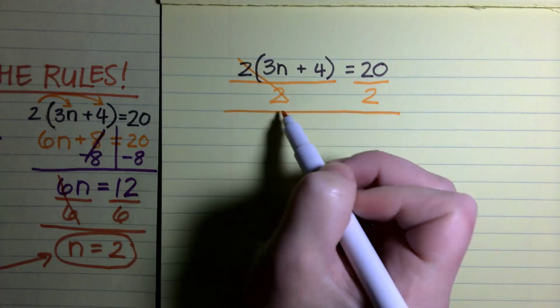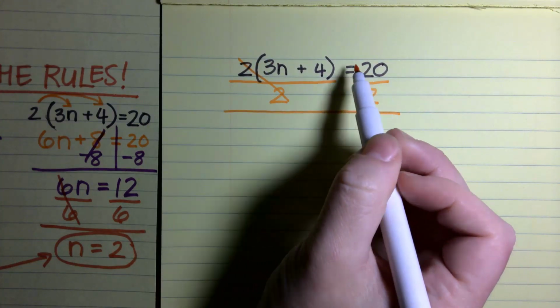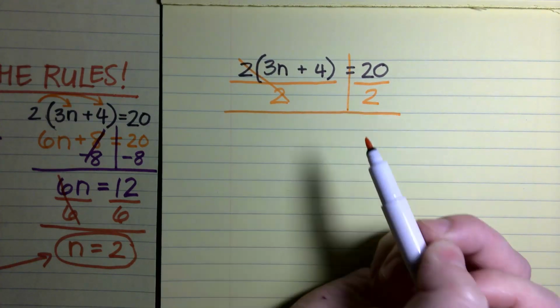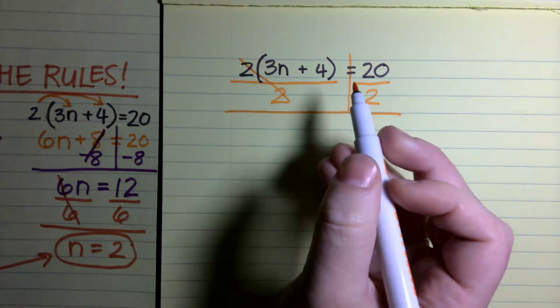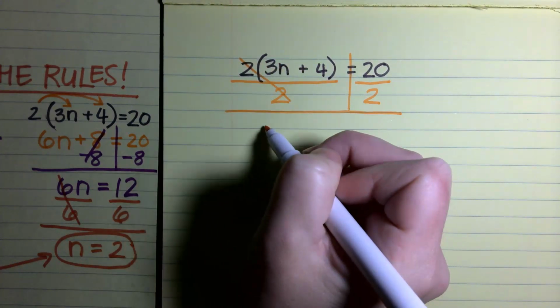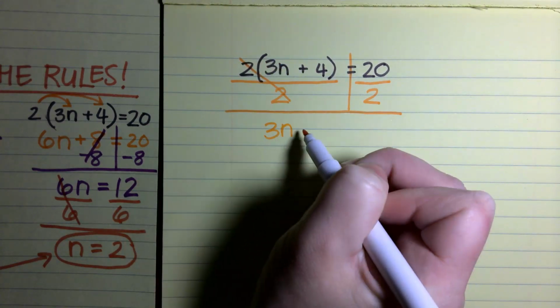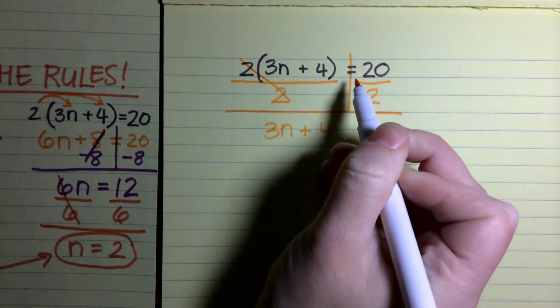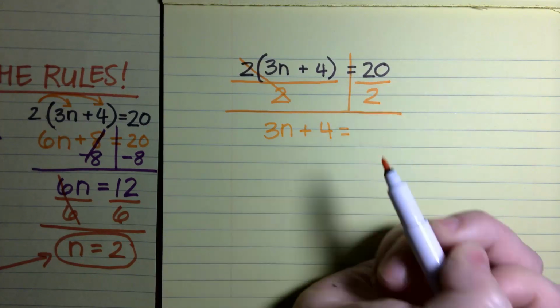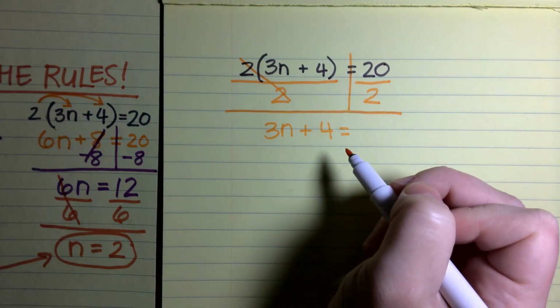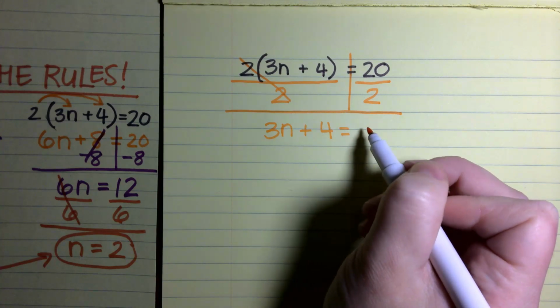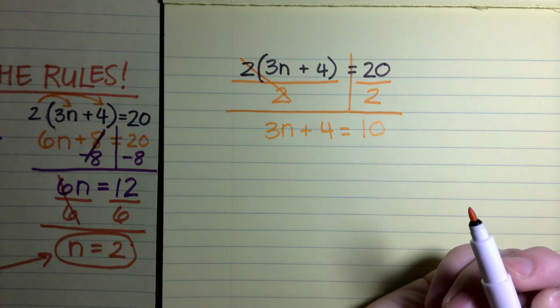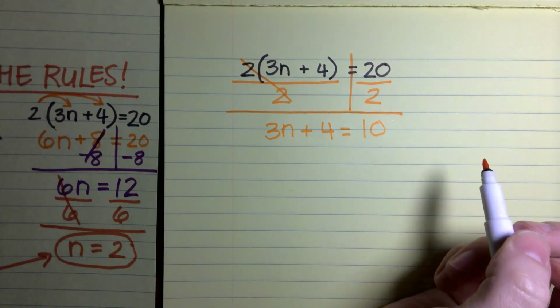So divide by 2 to get rid of it. We do the same thing on the other side. And then we'll bring down what's left. We still have 3n plus 4 equals whatever 20 divided by 2 is. What is that? 10. Then we just solve like normally.